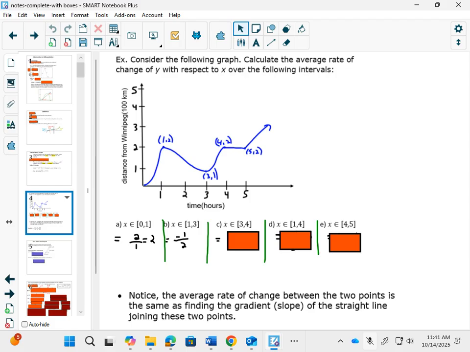So in each of these, if we want to find the average rate of change, we find your change in y. So from 3 to 4, you're going up 1 in your y value. And from 3 to 4, you're going up 1 in your x value. So this rate of change would be 1. The slope would be 1. From 1 to 4, your change in y is nothing. So your average speed would be 0.